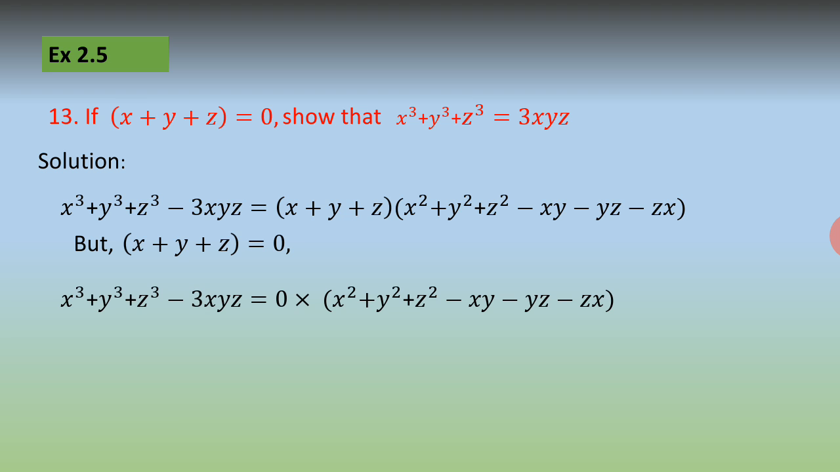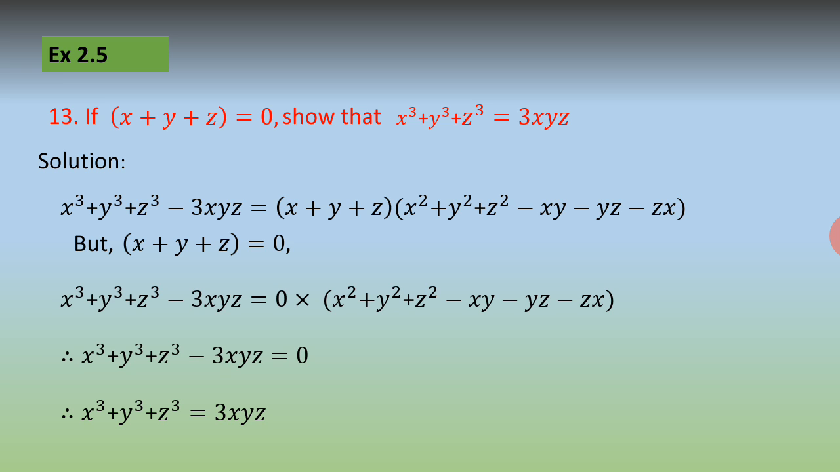Now study the right hand side of this given statement which we have reached. 0 into something is 0. So we can say that x cube plus y cube plus z cube minus 3xyz is equal to 0. Now that minus 3xyz is to be transposed to the other side, and we get the solution as x cube plus y cube plus z cube equal to 3xyz. And we were supposed to show this only.